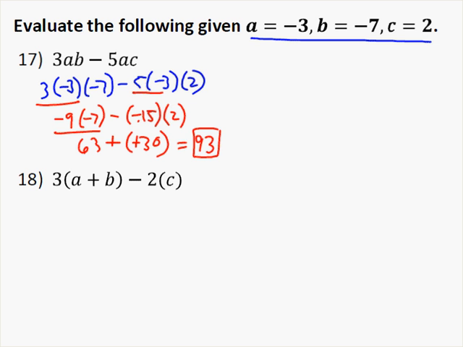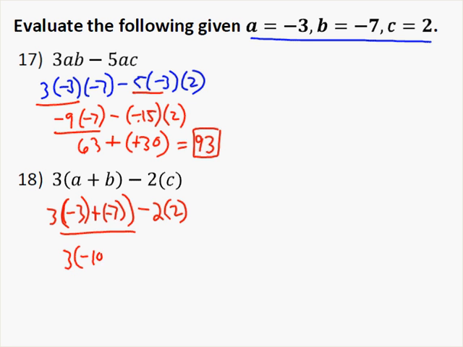On 18, you're going to plug in -3 for A, -7 for B, and you're going to multiply 2 times 2. So work inside the parentheses first. The signs are the same, so you're just adding those together, times -2, minus 2 times 2, which is just 4. 3 times -10 is -30, minus 4, change to plus a negative: -30 plus -4. Signs are the same, so you add them. You end up with -34.